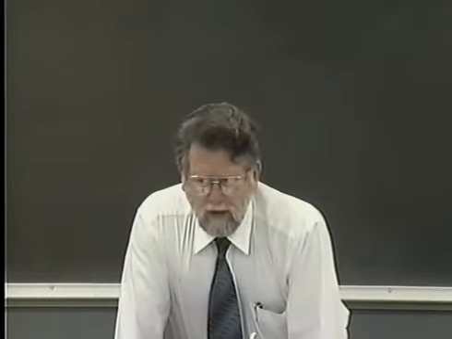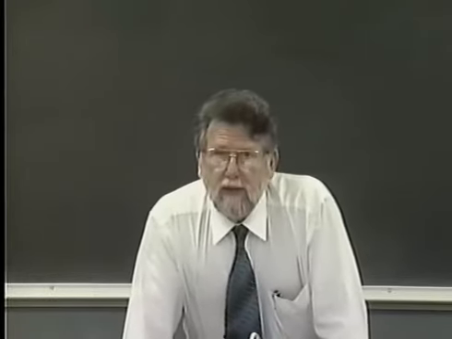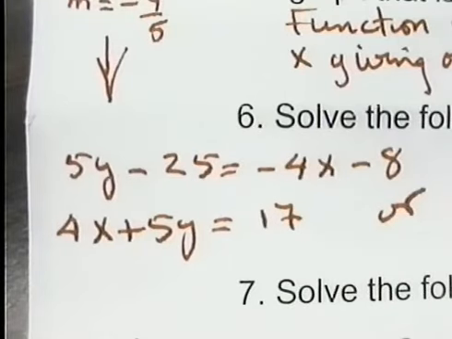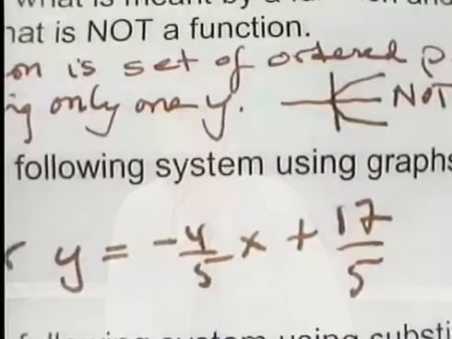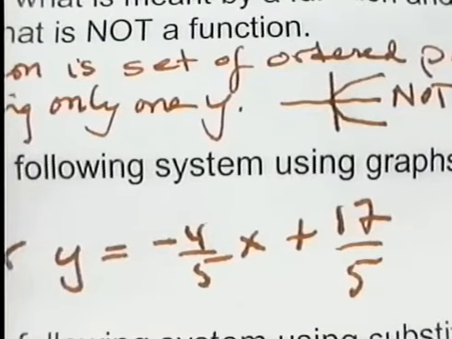Coming back to the camera now and multiplying all that through, I get 5y. I multiplied everything by 5 to get rid of the fraction. I have 5y minus 25 equals negative 4x minus 18, or 4x plus 5y equals 17. Or you could write it in this form: y equals minus 4/5 x plus 17 over 5.